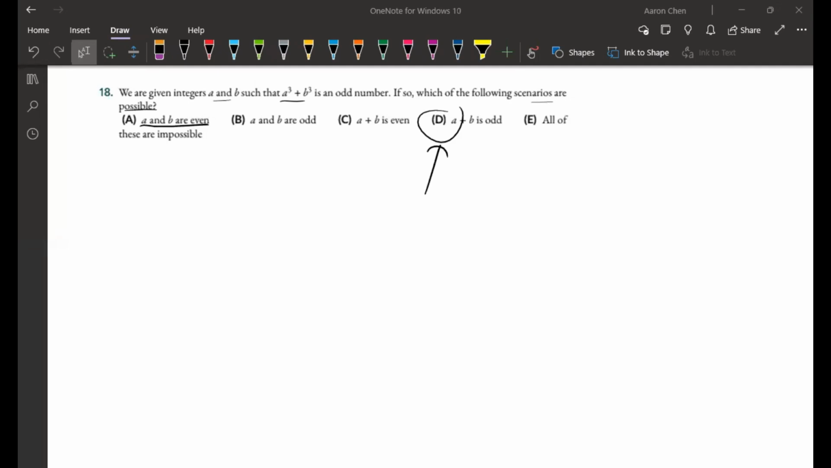So number 18. I'll just give right off the top of the bat that the answer is D, and now I'll show why that's true. If A and B are even, then A cubed will be even, B cubed will be even, so the result will be odd.